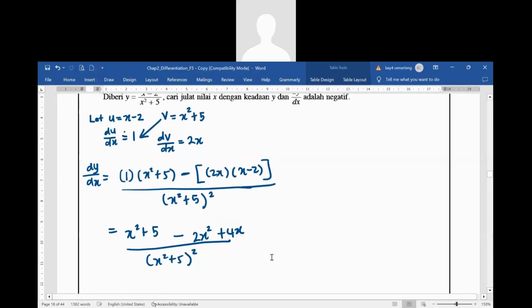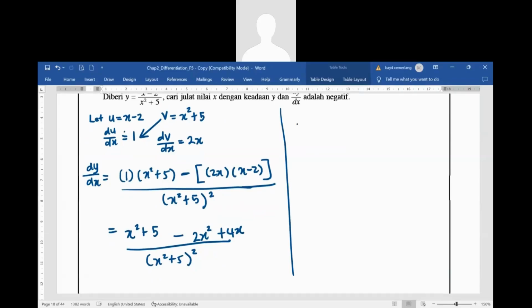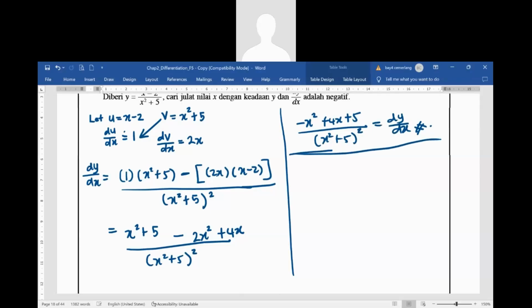Jadi, kita cuba buat balik benda macam tadi tu. So, negative 2x square plus x square, kamu akan dapat negative x square plus 4x plus 5 over (x square plus 5) square. Ini ialah dy dx kamu lah. Okay, now the second part of the question, they tell dy dx is negative, right?